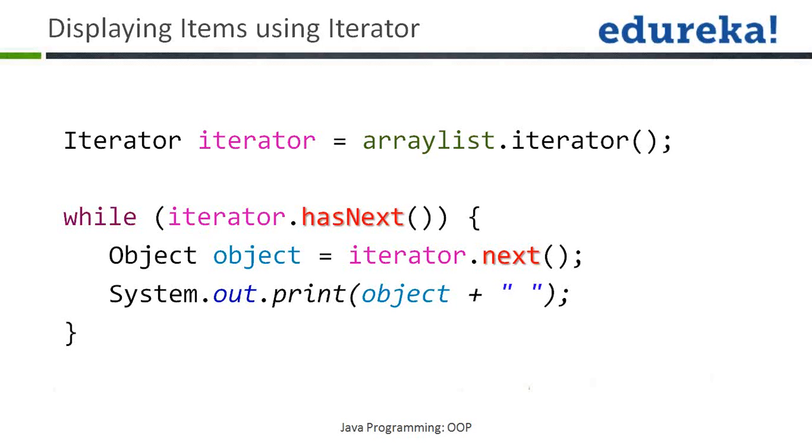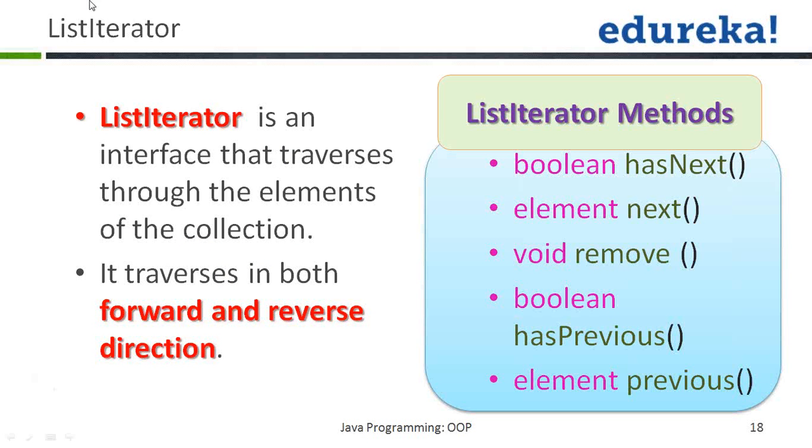Okay. So at any point of time, if you have any confusion or query, you can write down on the chat window, everyone. I come to ListIterator. Now what is the difference between iterator and ListIterator? The difference is a ListIterator can go forward as well as in reverse direction. So ListIterator is an interface that traverses through the elements of the collection. It traverses in both forward and reverse direction. The methods are hasNext, next, remove, same as the iterator, but it has boolean hasPrevious and element previous.